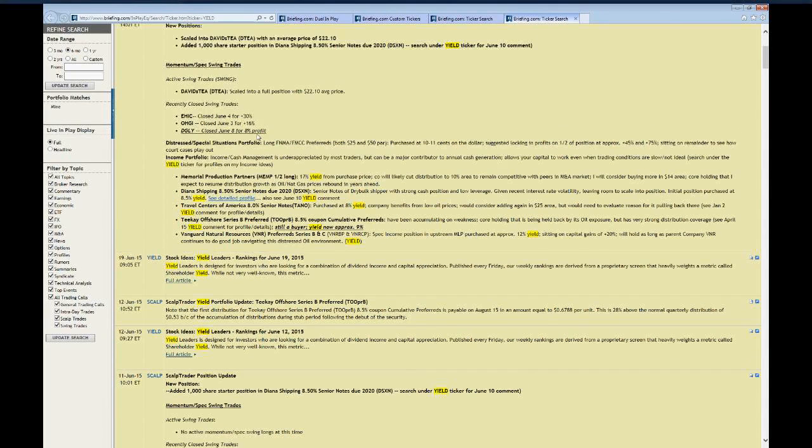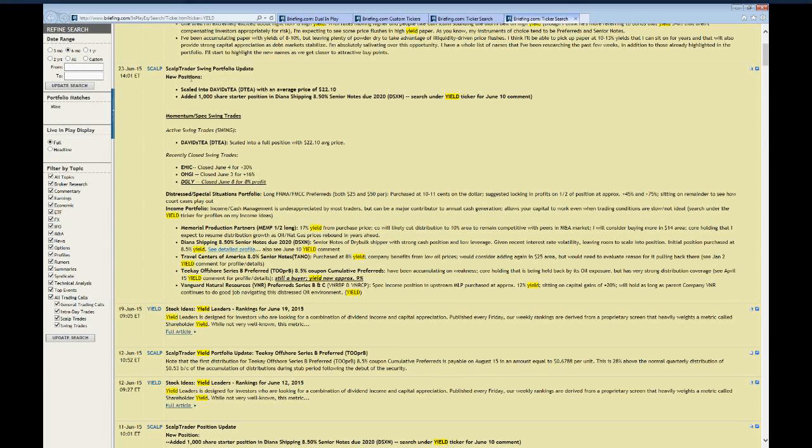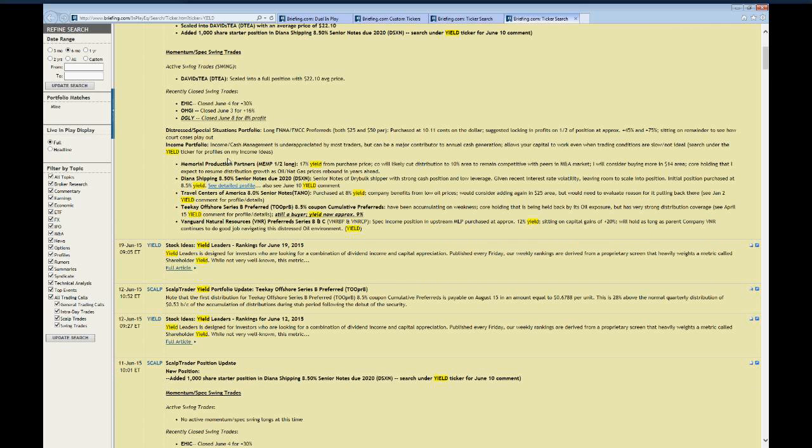If you look at the portfolio that I'm currently running, the CC Scalp Trader Swing portfolio, in my updated positions I have scaled into a kind of momentum name. This is an individual stock position. You see I've added 1,000 shares of this senior note, which yields 8.5%. And if you go down, you'll see my entire yield portfolio.